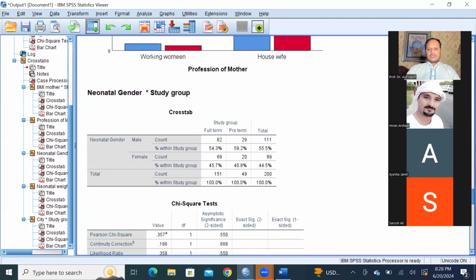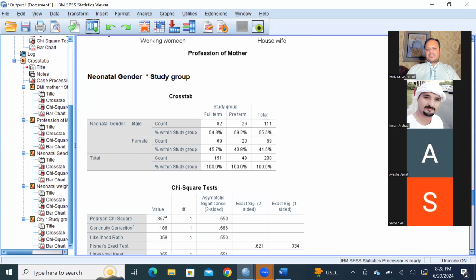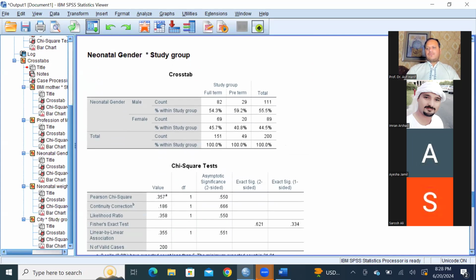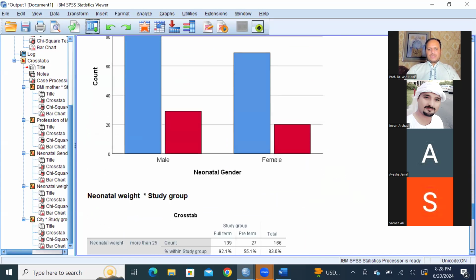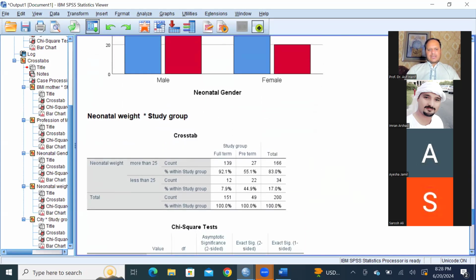Here is neonatal gender. Usually it is said that preterm birth is associated with gender. If the baby is male, there may be higher chances of preterm birth, but our data suggests that there is no association. Zero cell count means we will see the p-value of chi-square test. It is 0.55, greater than 0.05, so there is no association. Again, a bar chart is made there.